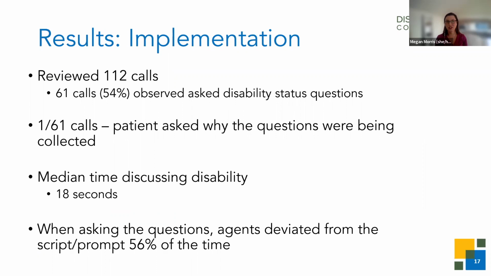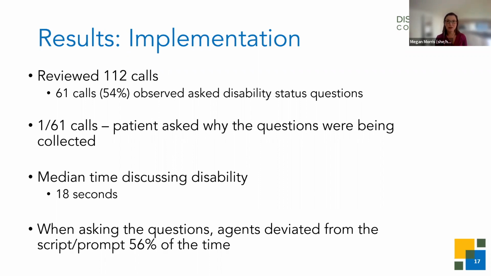Moving on to implementation, we reviewed 112 calls. And about 54% of the calls we observed, the patient line agents did ask the disability status questions. Of those 61 calls, only in one of those calls did a patient ask why the questions were being asked. And again, we provided the agents with frequently asked questions and responses, so the patient was able to read the response of why the questions were being asked.